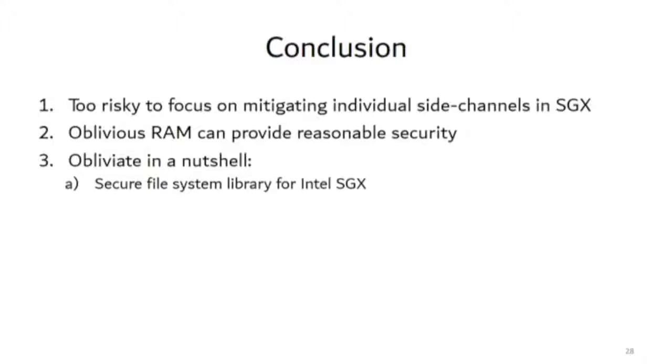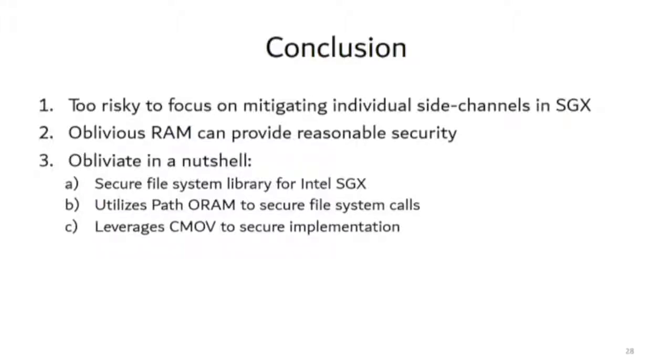Obliviate, in a nutshell, provides a secure file system library for Intel SGX. We use Path ORAM to ensure that all file-related system calls are handled securely. We leverage cmove to secure the ORAM implementation, and we also talk about SGX-specific optimizations to provide close enough performance to the next best insecure file system, which is the in-memory file system.